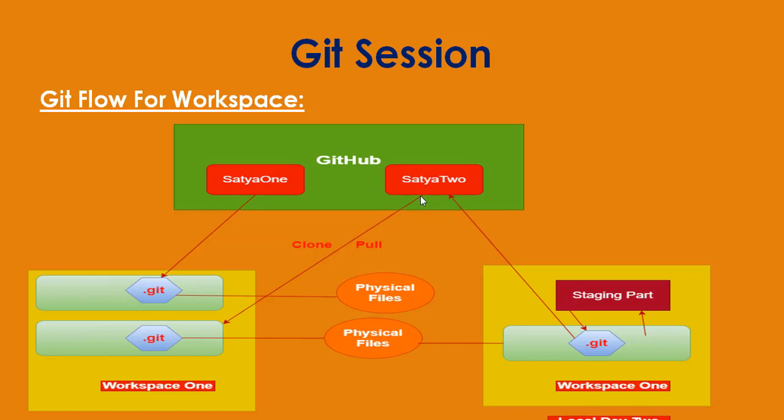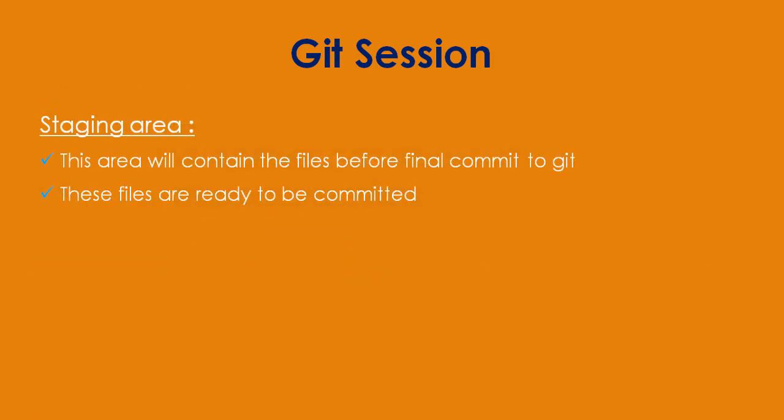And here I mention clone and pull. I already described the difference between git clone and git pull in my previous videos. You need to go through that. So I already described everything this git flow diagram presents, and next I'll go to what the staging area is. This staging area will contain the files before the final commit to git. These files are ready to be committed once they move to the staging area.